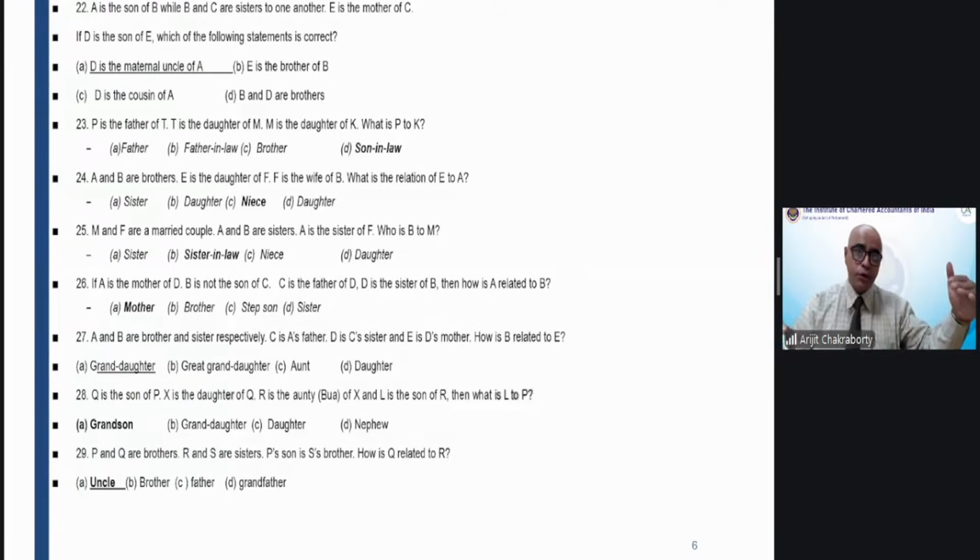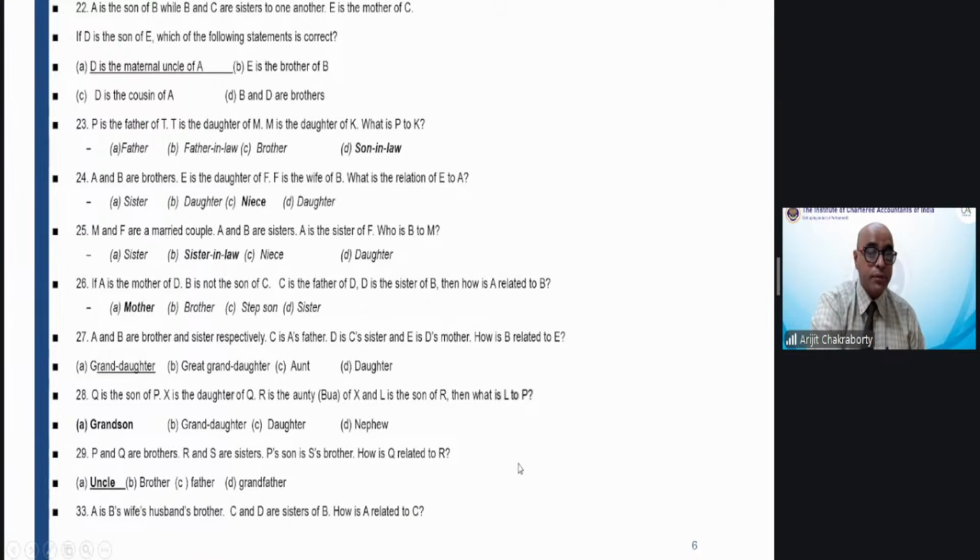Also, it is given P and Q are brothers. So how can I reach from R to Q? R's sister is S. And S का भाई कौन है? S का brother है P का बेटा. That means it is sister's brother's parents' brother. So the relation is uncle. Ultimately, parents' brother. So relation comes to uncle. Option A is the right answer.